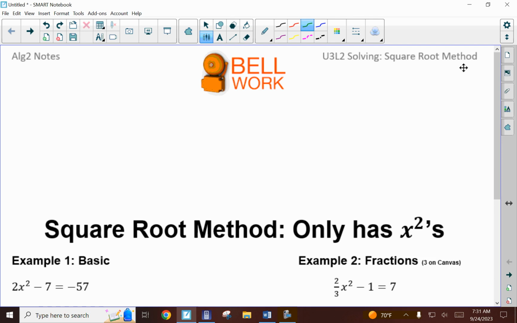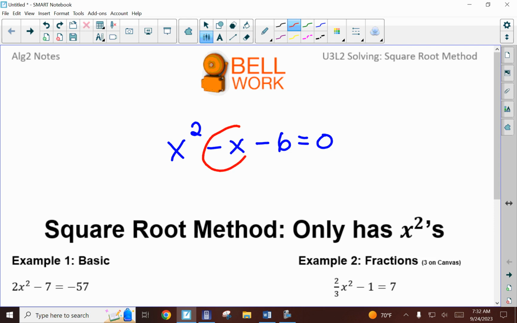Okay, so in this chapter, we're going to be learning how to solve problems 4 different ways. In Unit 3, Lesson 2, it's called solving using the square root method. And the square root method only works if you have only x squareds in your question. So let me clarify. If you have a question that says x squared minus x minus 6 equals 0, we cannot use the square root method on this one.